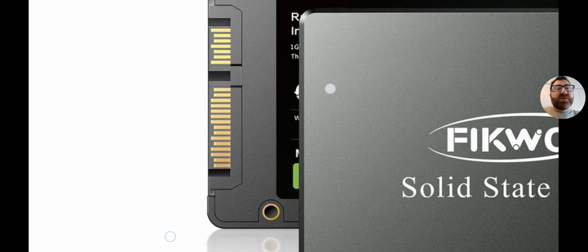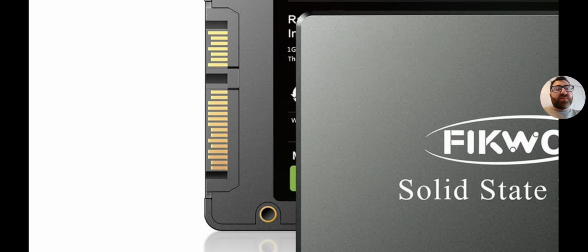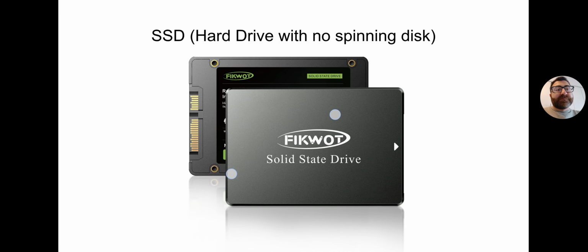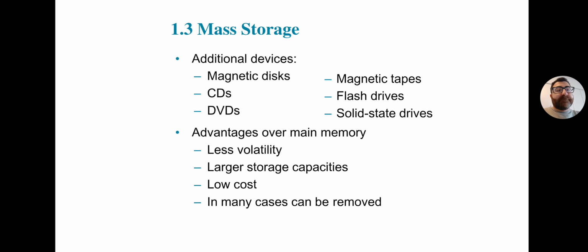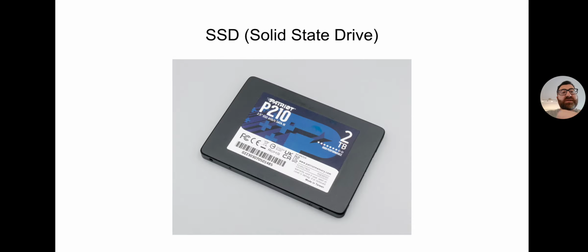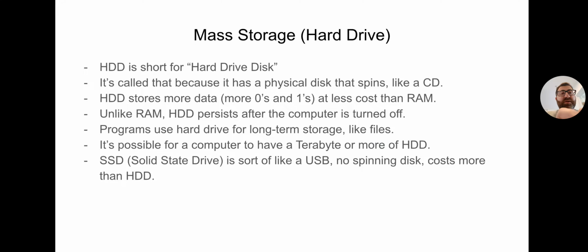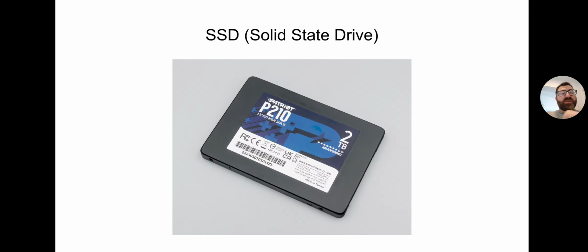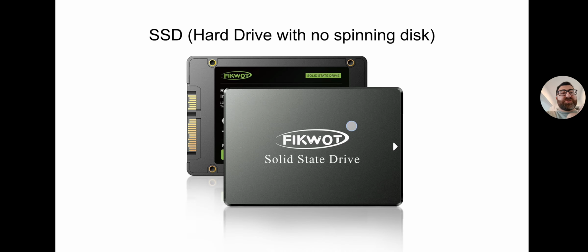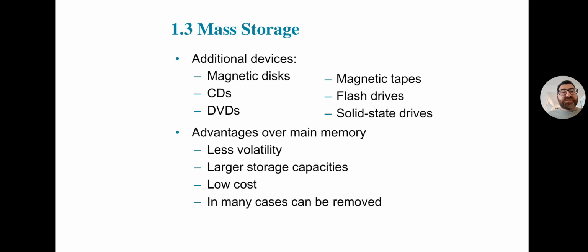All right, mass storage. So mass storage is like hard drive disks or solid state drives. So we're going to talk about mass storage. Mass storage, additional devices, magnetic disks, like hard drive disks. CDs are a type of mass storage. CDs have a disk, the CD-ROM. DVDs are a type of mass storage. The DVD-ROM is the spinning disk.